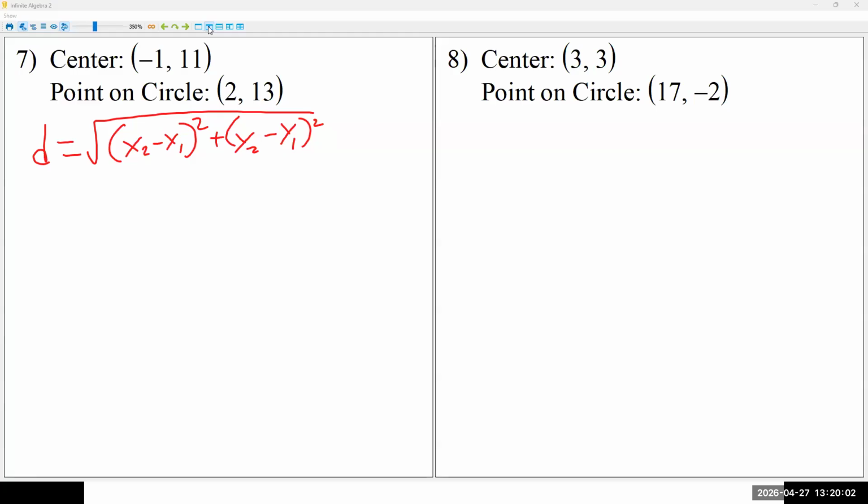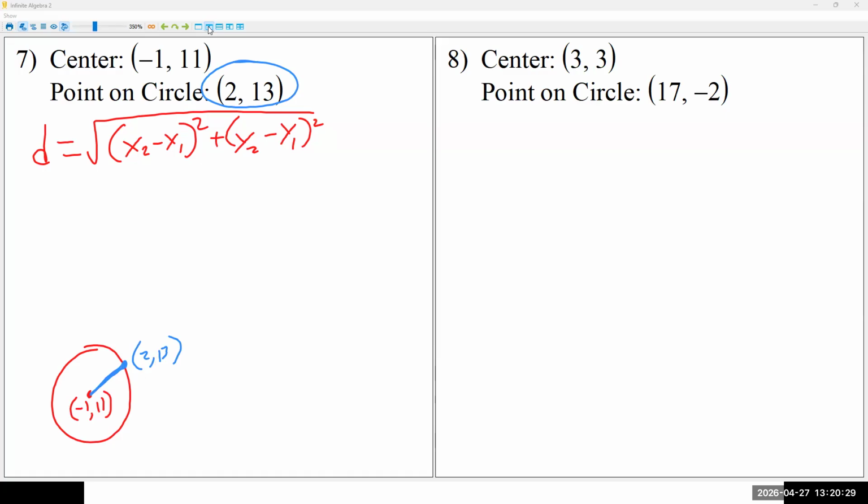Now I'm going to draw a little picture of what we got here. So we got a point on my circle. The center is at -1, 11. And I got a point somewhere on the outside of my circle, and it's at 2, 13. So like right about there. We're trying to find the length of the line that connects them. So that's why we would do our distance formula.